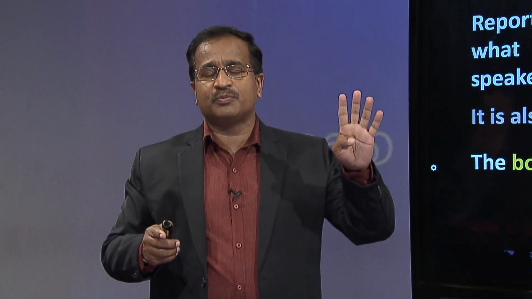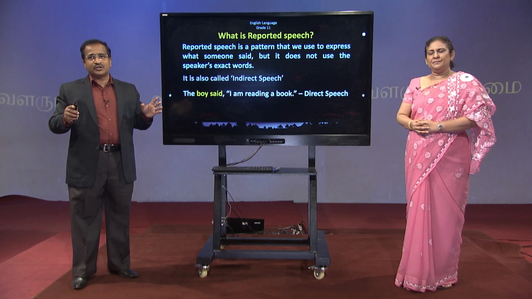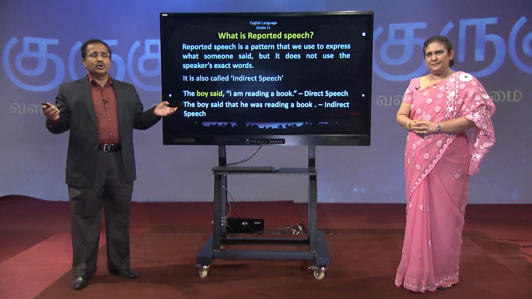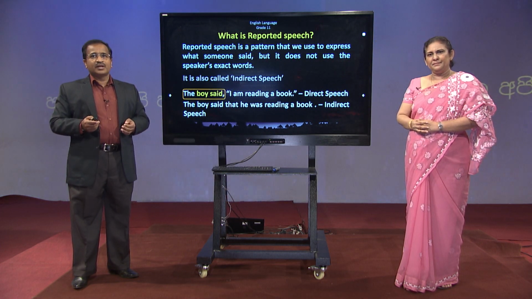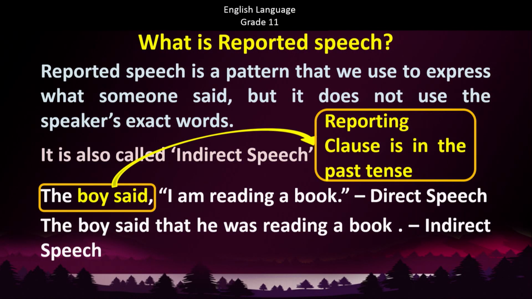Now, we have already discussed 4 grammar rules involved in reported speech, and in this lesson we are going to discuss the rest of the grammar rules that we have to follow in reported speech. Reported speech is also called indirect speech. Look at this example. The boy said, "I am reading a book." When you convert it into indirect speech, you can say the boy said that he was reading a book.